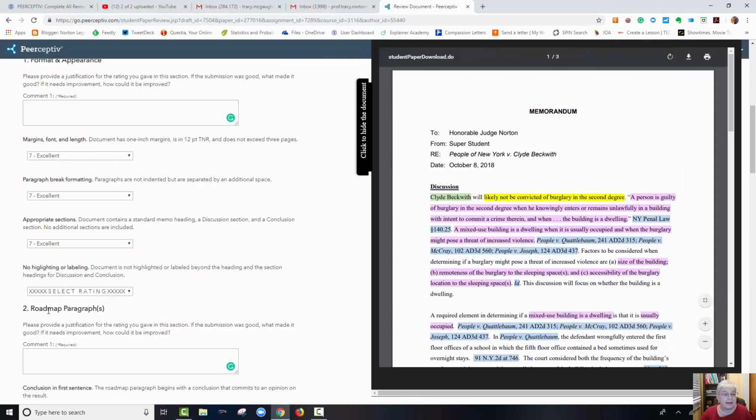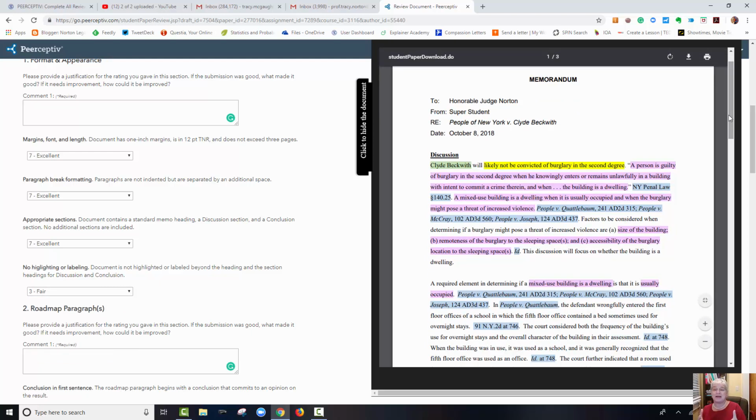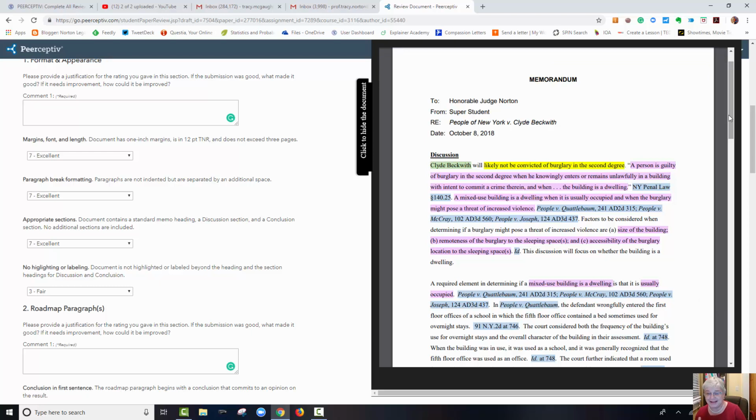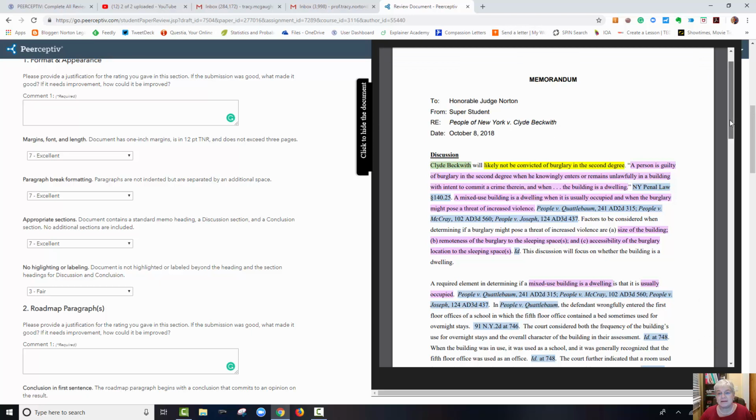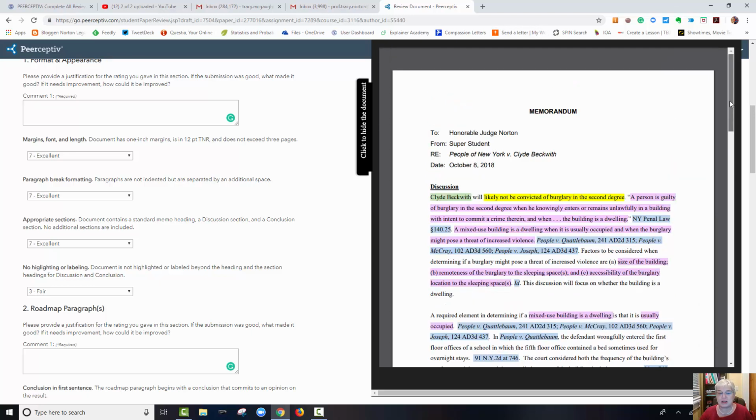No highlighting or labeling. Well, this criteria says there's no highlighting or labeling beyond the heading and the discussion sections. Well, this has highlighting throughout. So I'm going to say fair on that one, because the whole criteria is there's no highlighting. And this has highlighting, but it doesn't have the labeling. It's not labeled overview, explanation, etc. So it doesn't completely fail to follow the instruction, but it doesn't represent a good following of the instruction, so we'd give that a fair.